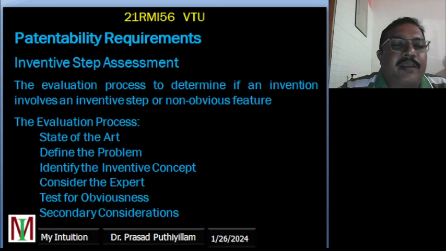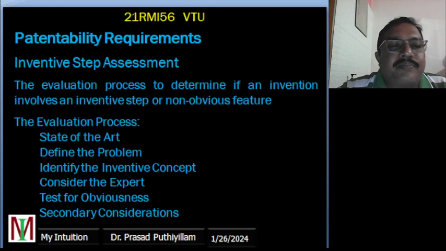Define the problem: clearly state the problem of your invention, what it solves, or the specific issue you are addressing in the field of research. Identify the inventive concept: highlight the unique or non-obvious aspect of your invention that sets it apart from existing knowledge. While applying, you have to be very careful with that consideration.